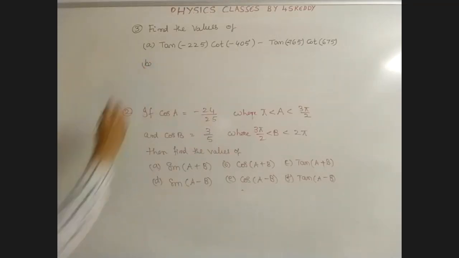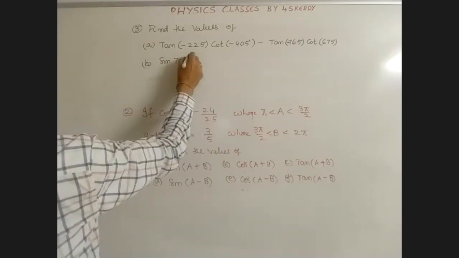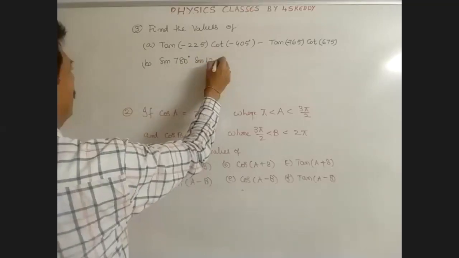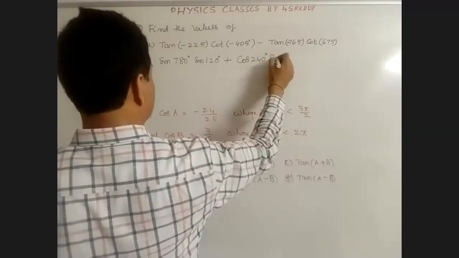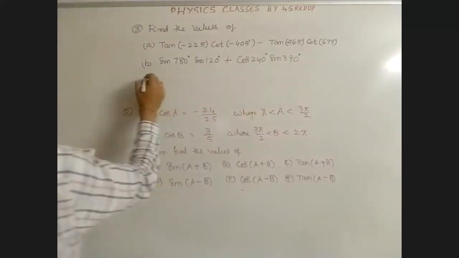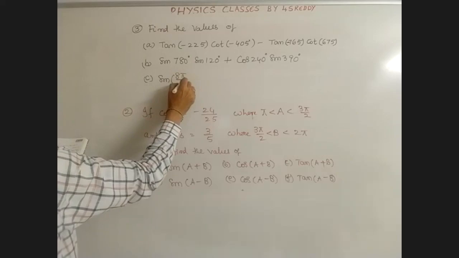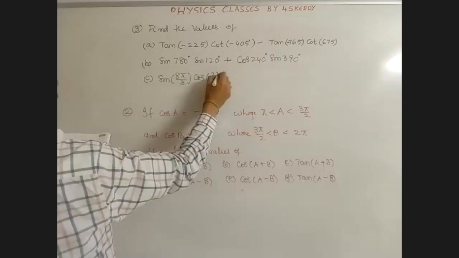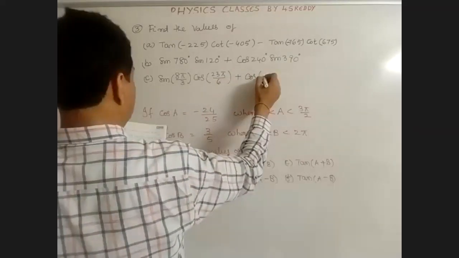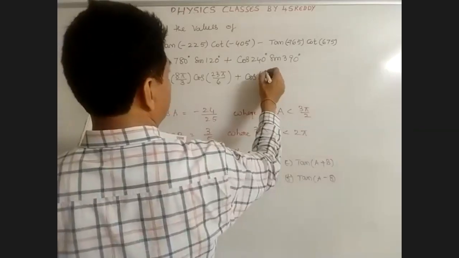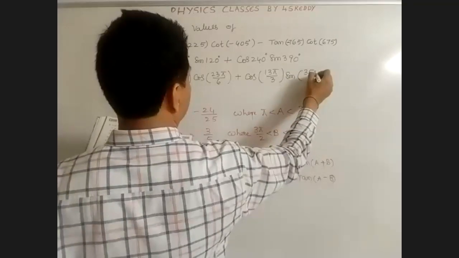Similarly, the second one: sine 780 degrees, sine 120 degrees plus cos 240 degrees, sine 390 degrees. Third one: sine 8 pi by 3, cos 23 pi by 3, plus cos 13 pi by 3, sine 35 pi by 3.